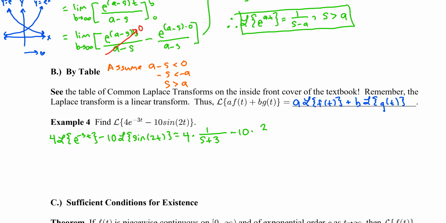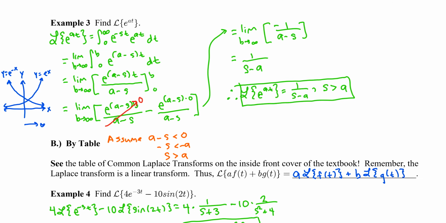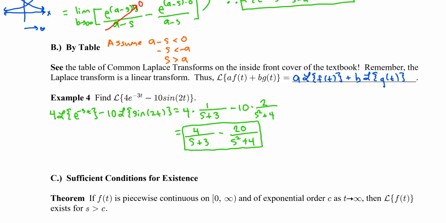So we're just observing that k is equal to 2. So plugging 2 in for k, we have 2 over s squared plus 2 squared, or 2 over s squared plus 4. Thus, the Laplace transform of this function is 4 over s plus 3 minus 20 over s squared plus 4. It's very fast and efficient on the table, and you're going to get used to a lot of those transforms, but you do want to be able to calculate them by definition as well.